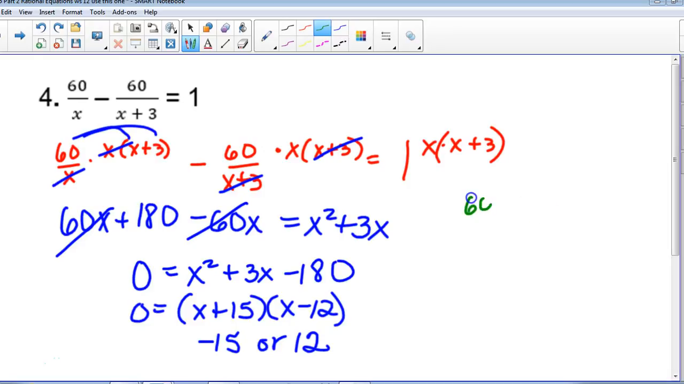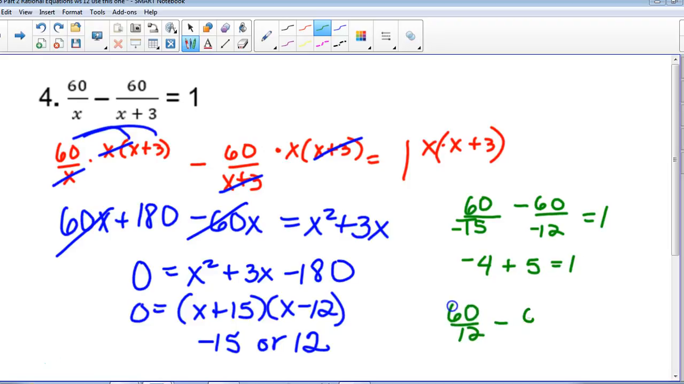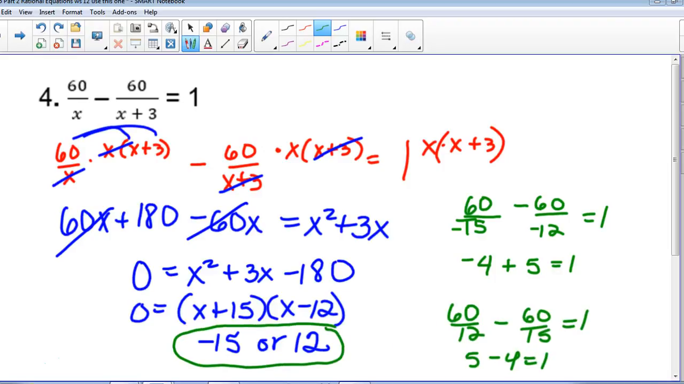If I check 60 over negative 15 minus 60 over, when I add 3 I get negative 12. That would be negative 4 plus 5 equals 1. That works, right? If I do 12, this would be 5 minus 4 equals 1. Well, I think we're good to go. All right.